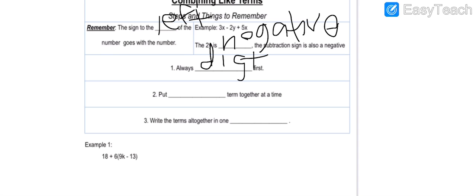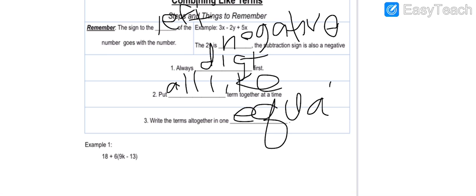So the second step is put all like terms together at the same time. So put all your x's together, then go to your y's. I wouldn't try to do two at the same time. Then you're going to write the terms all together in one equation or expression, depending. So those are your 3 steps that you will continue to do the entire time. That does not change. All right.